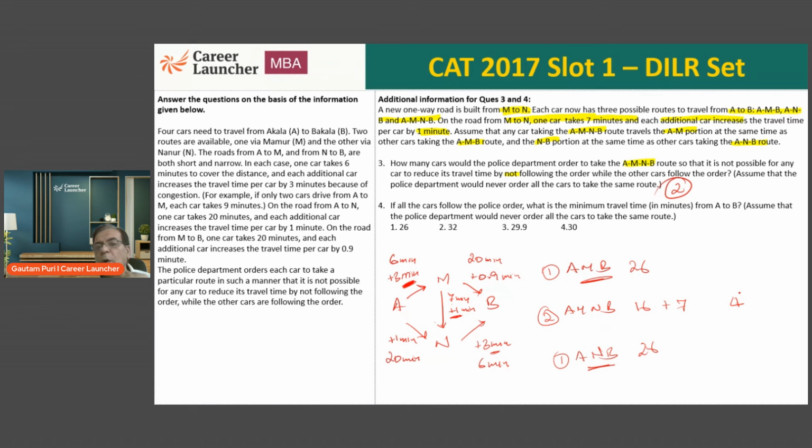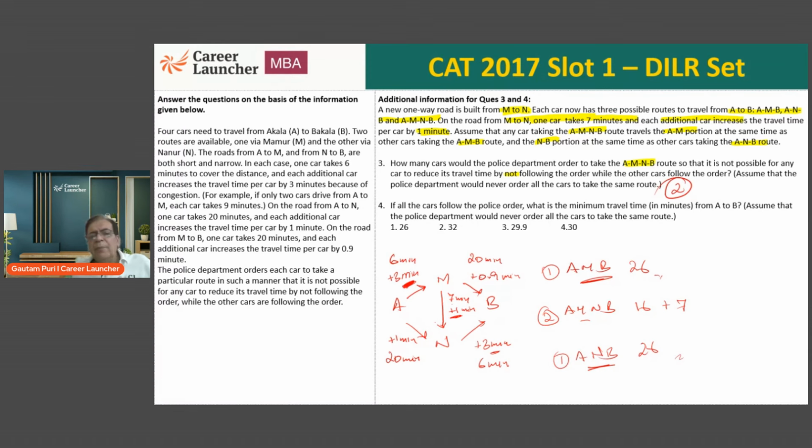Because the moment you do this 4, what does this mean? If there are 4 cars going in the AM and B route, what will this mean? 3 3s are 9 plus 6, 15. 15 minutes for AM. If there are 4 cars going through MN, it will be 7 plus 3, 10 minutes for MN. And if there are 4 cars going through NB, again it will be 15 minutes. It will be 40 minutes each car. Yeah, 26 minute wala rasta nahi lunga kya main phir. Okay. So chalo. So this is very clear to me that it can only be this one.